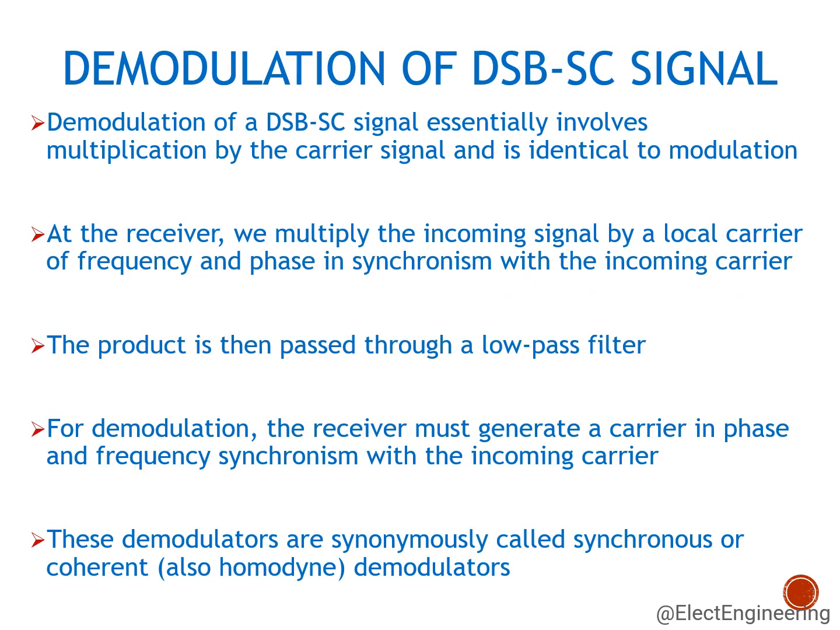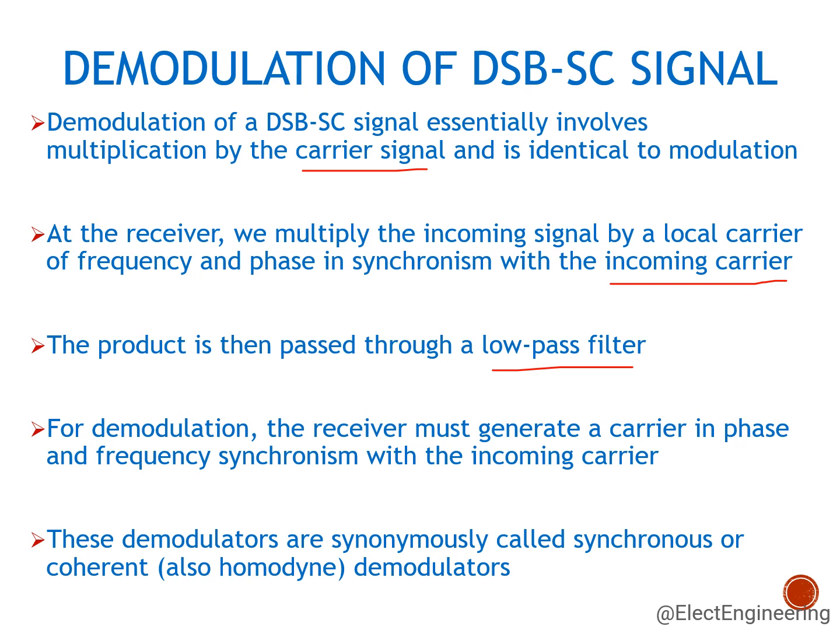Demodulation of a double sideband suppressed carrier signal essentially involves multiplication by a carrier signal and is identical to modulation. At modulation, we multiply the carrier and the message signal, and so we get the amplitude modulated signal. During demodulation, we multiply the received amplitude modulated signal again with the carrier signal that should have the same frequency and phase as the incoming carrier, which is the AM signal in this case. So the product is then passed through a low pass filter.